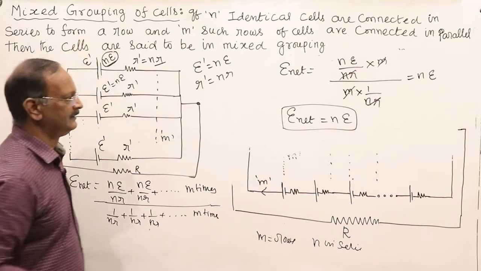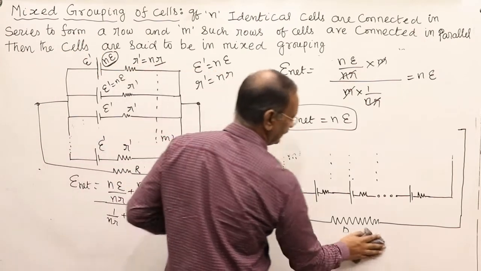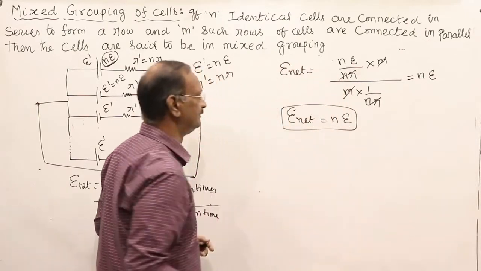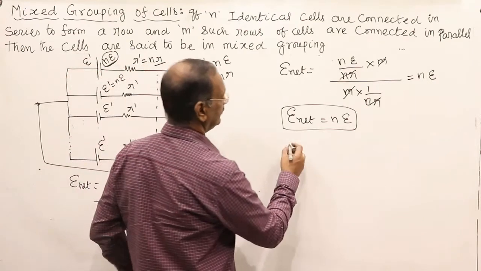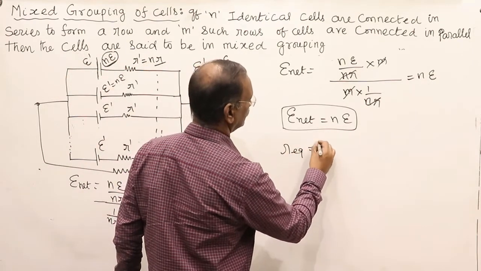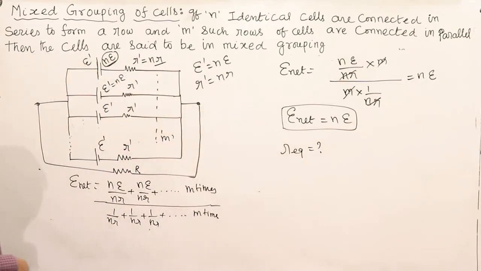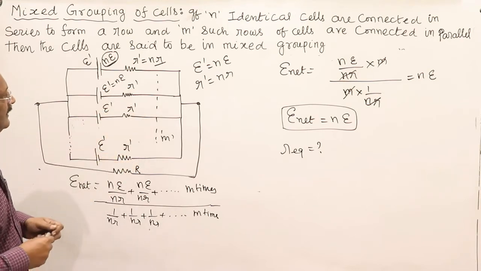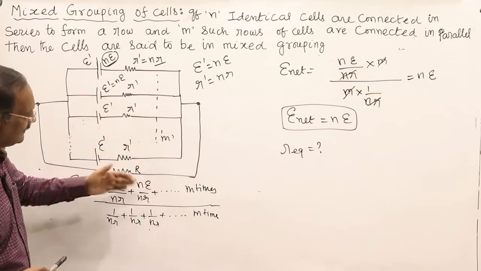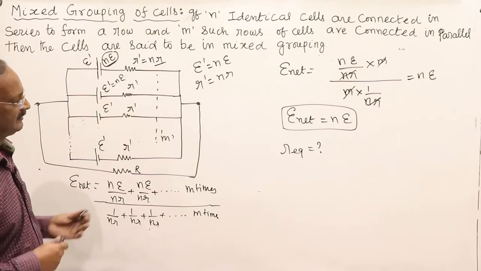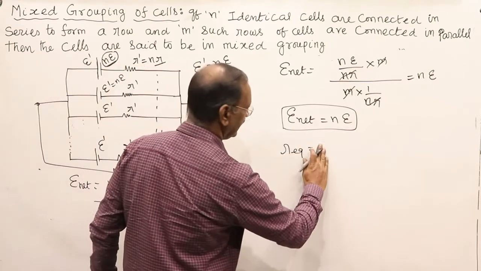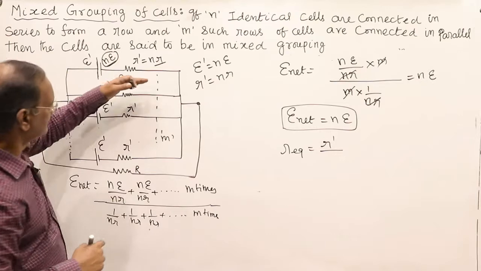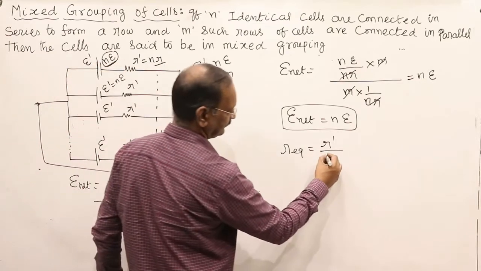So we have found the net EMF, and now we will find the net R equivalent. What is R equivalent for this combination? There are n identical internal resistances in parallel. So the equivalent is equal to any one of the resistances, R dash, divided by the number of resistances in parallel, that is M.